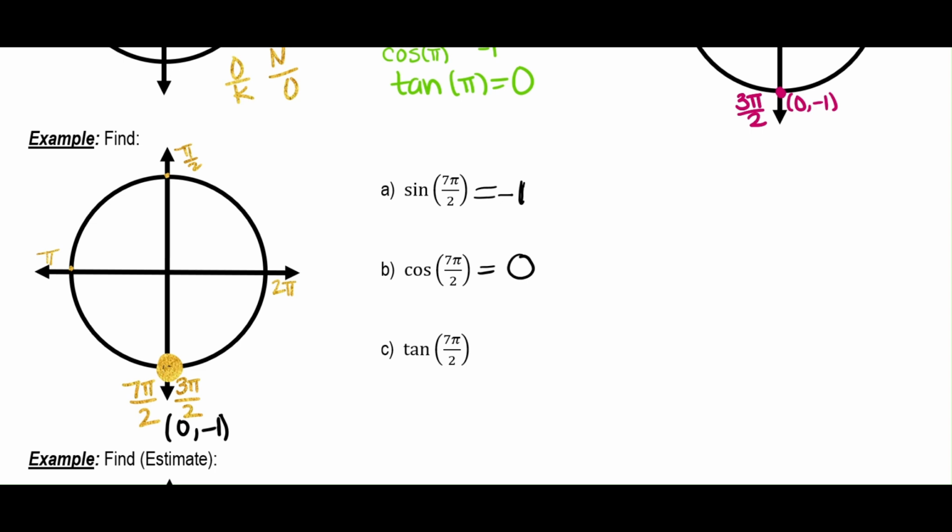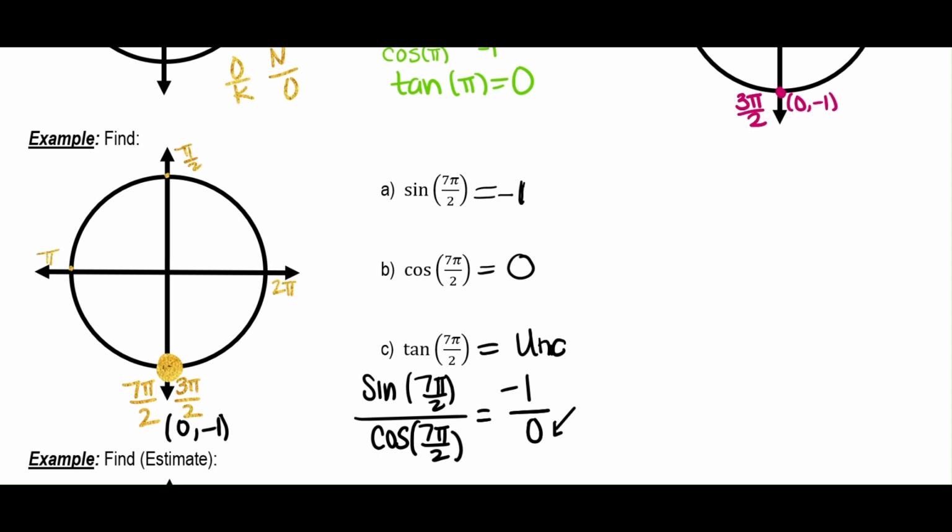And now tangent is going to be sine of 7 pi over 2 divided by cosine of 7 pi over 2. And we just saw that sine was -1, cosine was 0, and you said, no, no, friend, I can never divide by 0. So then my tangent of 7 pi over 2, we're going to say that that is undefined.